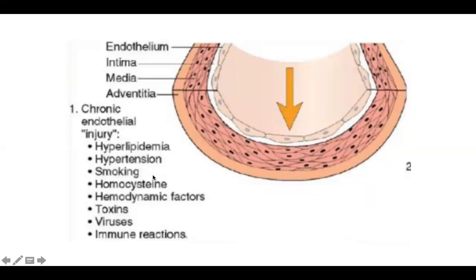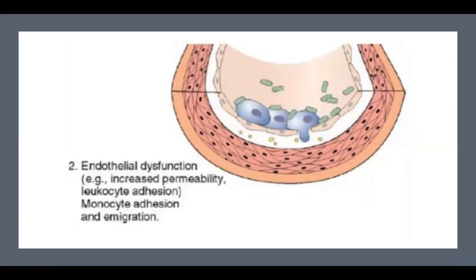When our patients are exposed to factors that cause what we call chronic endothelial injury, these factors include the risk factors for coronary artery disease: the hyperlipidemia, the hypertension, the smoking, the elevated homocysteine, the toxins, the viruses, the immune reactions. All these factors cause chronic endothelial injury. When there is chronic endothelial injury, the second step is endothelial dysfunction, which leads to increased permeability and leukocyte adhesion.